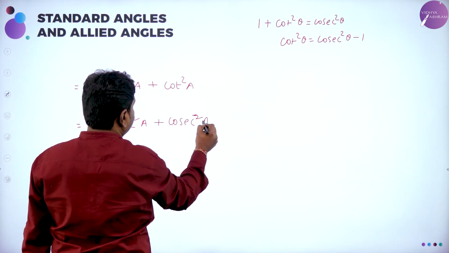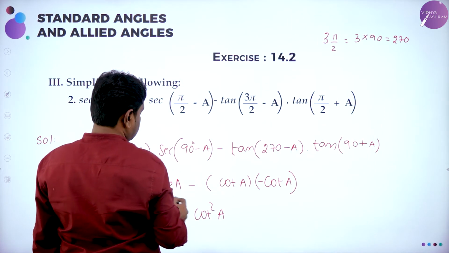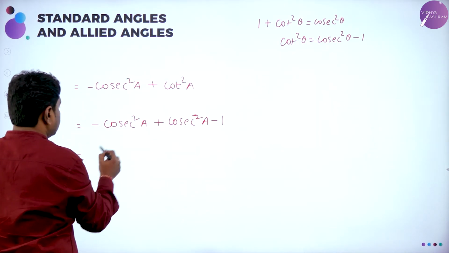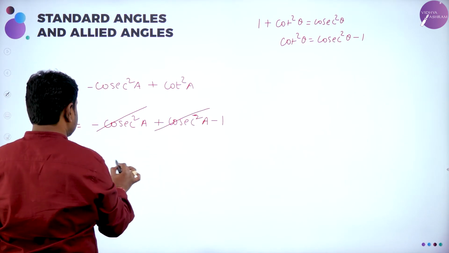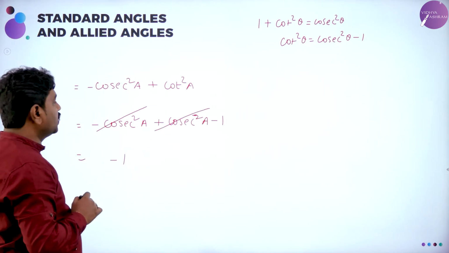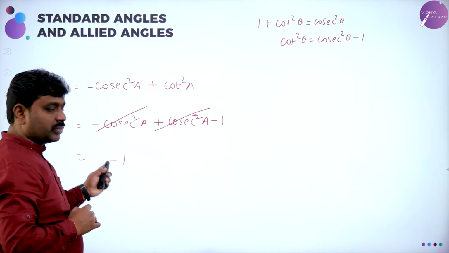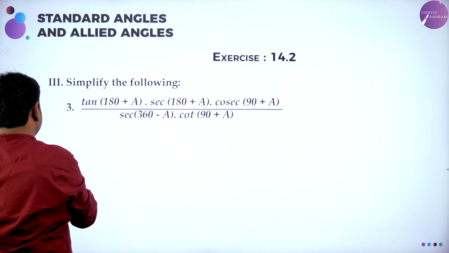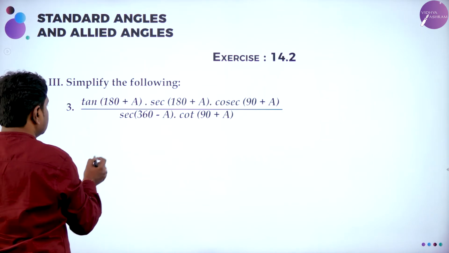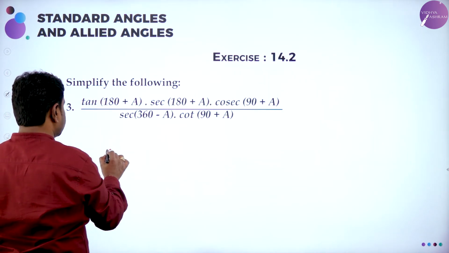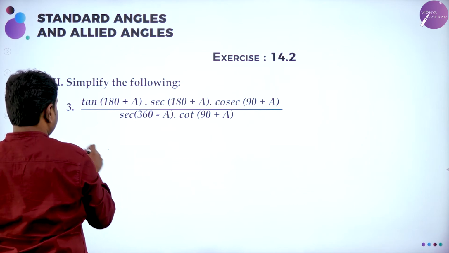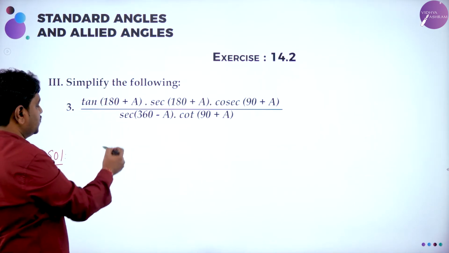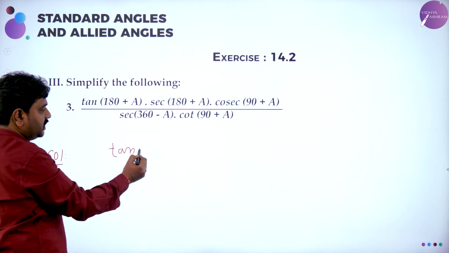Cosecant square A minus 1. So minus cosecant square plus cosecant square cancels. We are left with minus 1. After simplifying this, we'll get minus 1. Next, tan of 180 plus A. All of you know the rules. For 180, the function does not change. Tan remains as tan A.